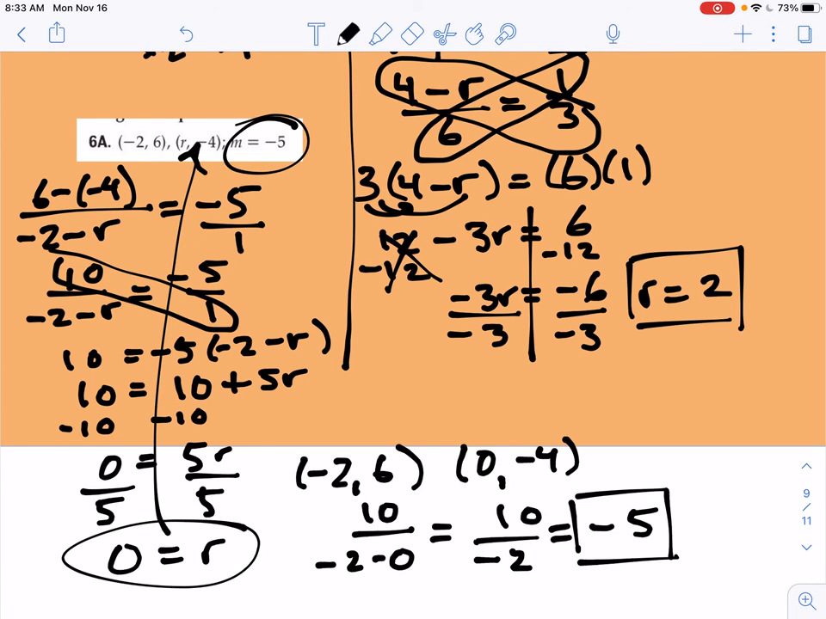So that's the idea. That's how these work. You're using your slope formula and kind of working backwards a little bit. So good luck with these. I think these are kind of fun.